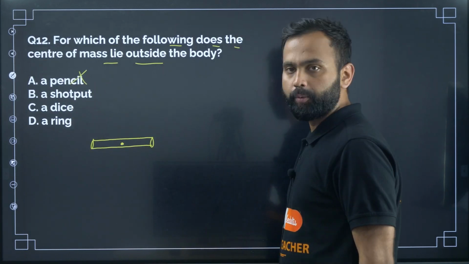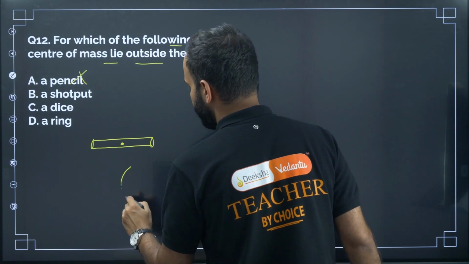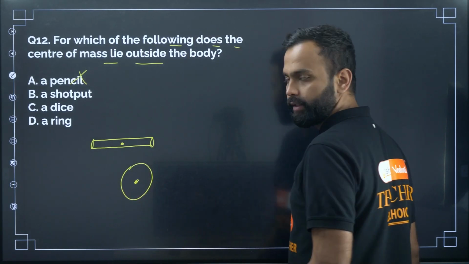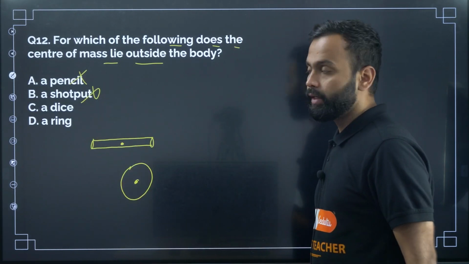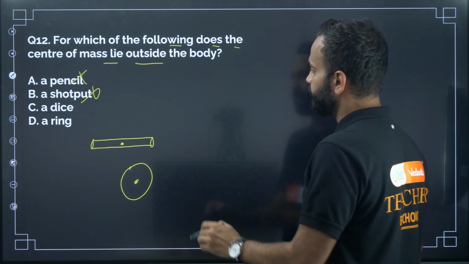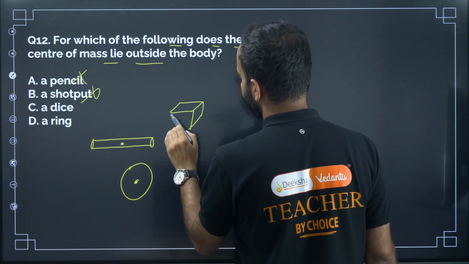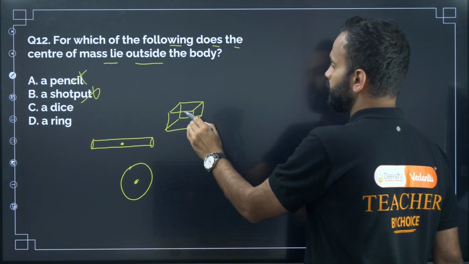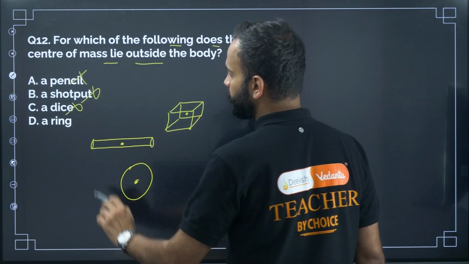Second option, a shot put. Shot put is a spherical shape, right? Sphere, so center of mass lies within the body. So option B is also wrong. Then option C, a dice. A dice is in cubical shape, right? So center of mass lies within the body, so option C is also wrong.